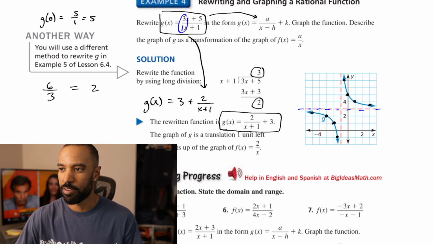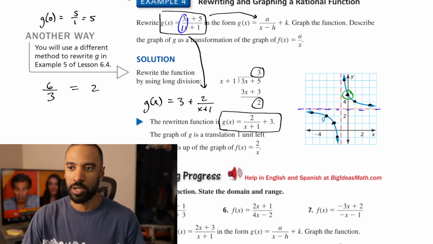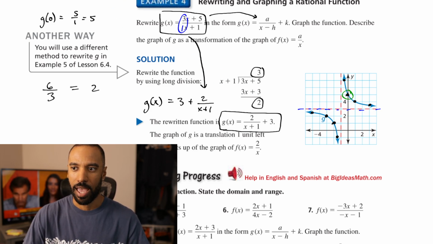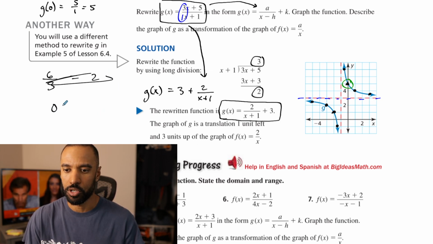Do we have a y-intercept at 5? Yes, we do. It's right there. X-intercept is when you solve for x when y equals 0. So you do 0 equals, and you do it with the numerator, 3x plus 5. If you subtract 5 and divide by 3, you get x equals -5/3.